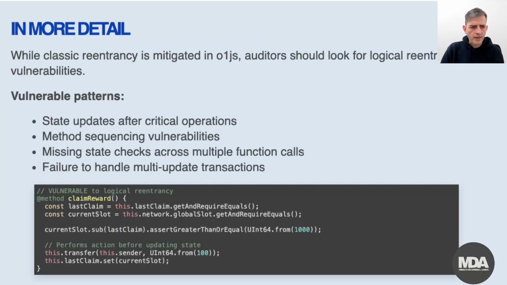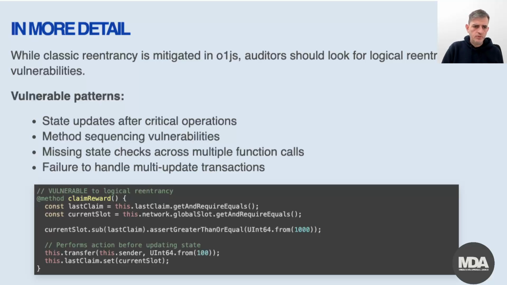So some vulnerable patterns to look for here are if we have state updates after critical operations, if there are vulnerabilities because of the sequencing of the methods, if we don't have state checks across multiple function calls, and if we are not able to handle multi-update transactions.